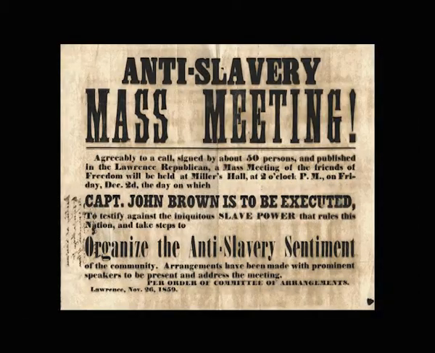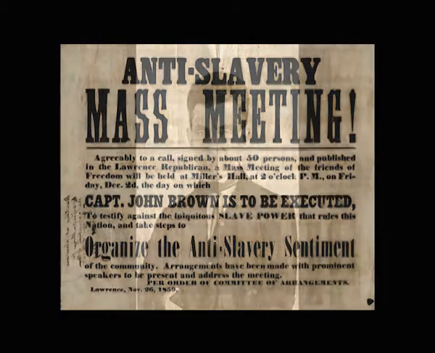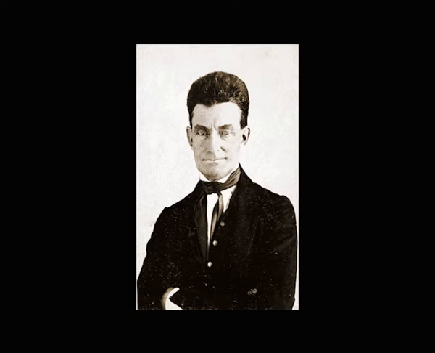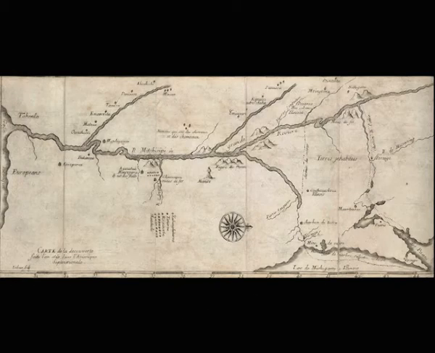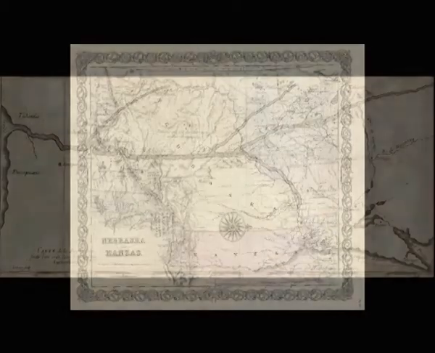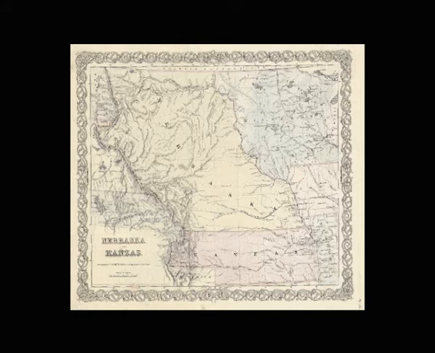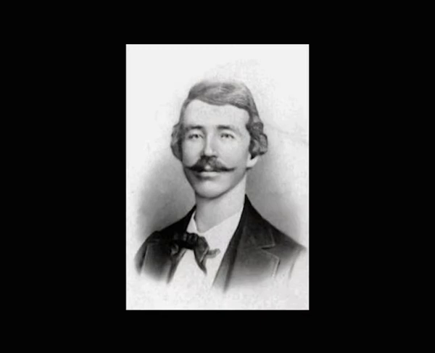In reaction to the sacking of Lawrence, Kansas by pro-slavery forces, John Brown and a band of abolitionists killed 5 settlers north of the Pottawatomie Creek. There were approximately 56 fatalities by the time the violence ended in 1859. The commander of the abolitionist or anti-slavery group was John Brown. The commander of the Confederate or pro-slavery group was William Quantrill.